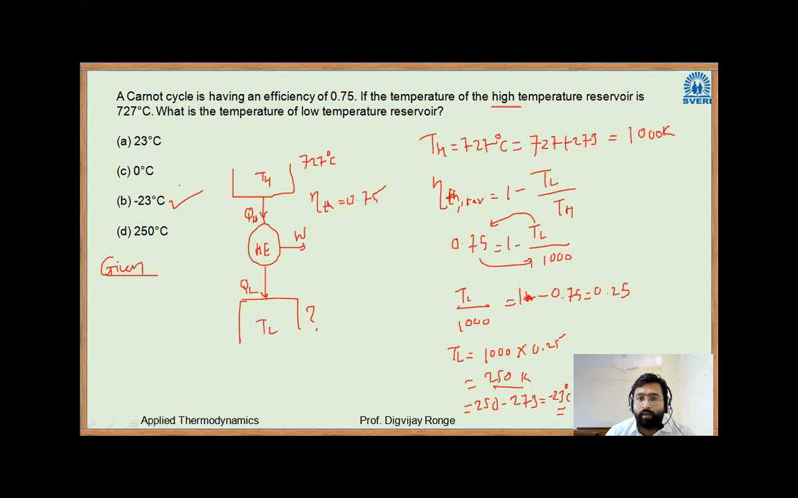See, you might have drawn this diagram, you might have solved, you might have reached up to this stage. Okay, this is your hard work. Don't waste your hard work by selecting the wrong option.